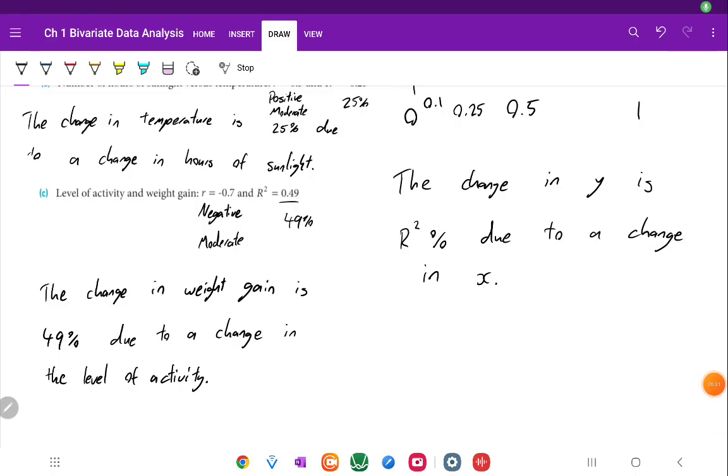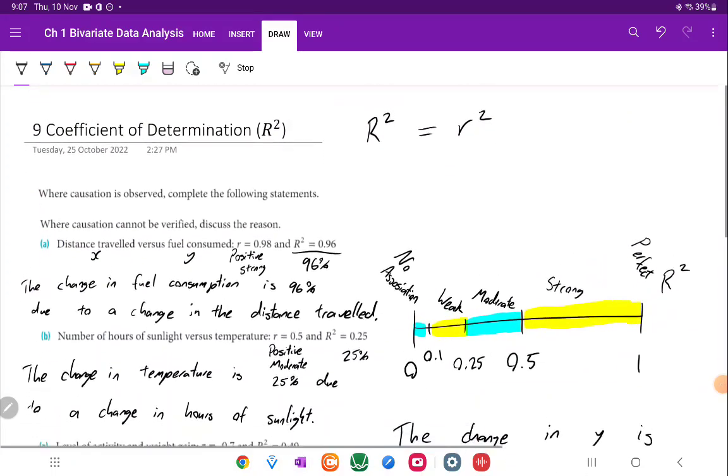Just be mindful that just because we get a really strong variation, there are also other factors that could be at play. There could be other explanatory variables, or there could even be a confounding variable that is affecting both of our variables. So just keep that in mind. But that is the coefficient of determination.